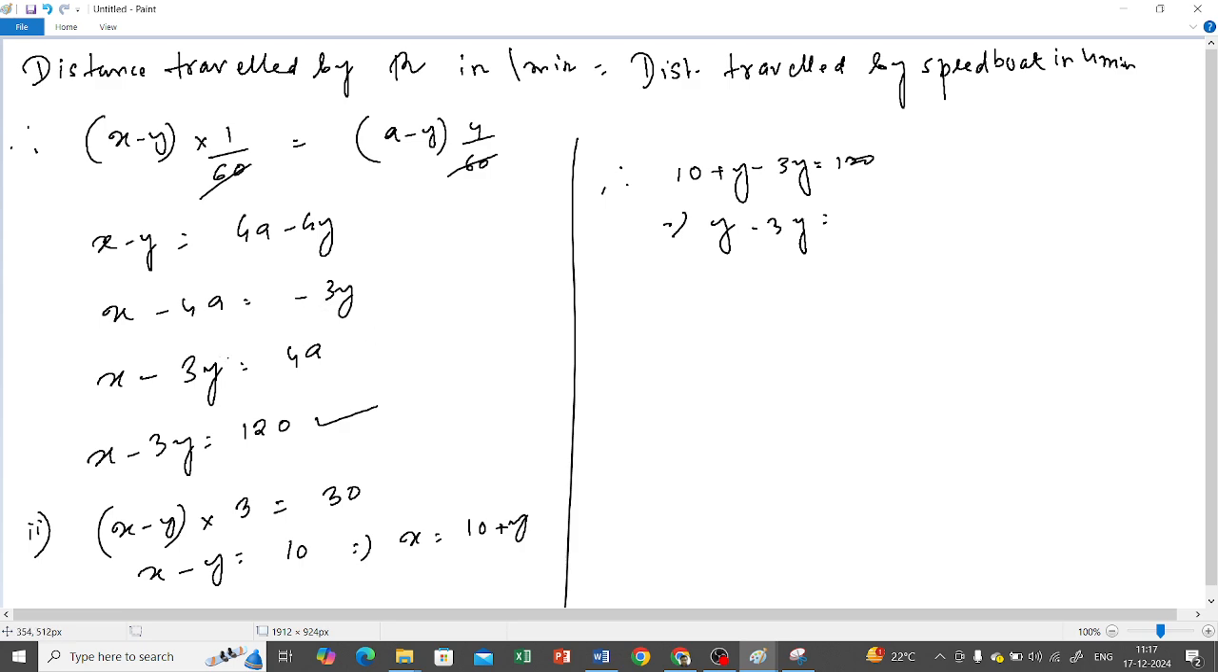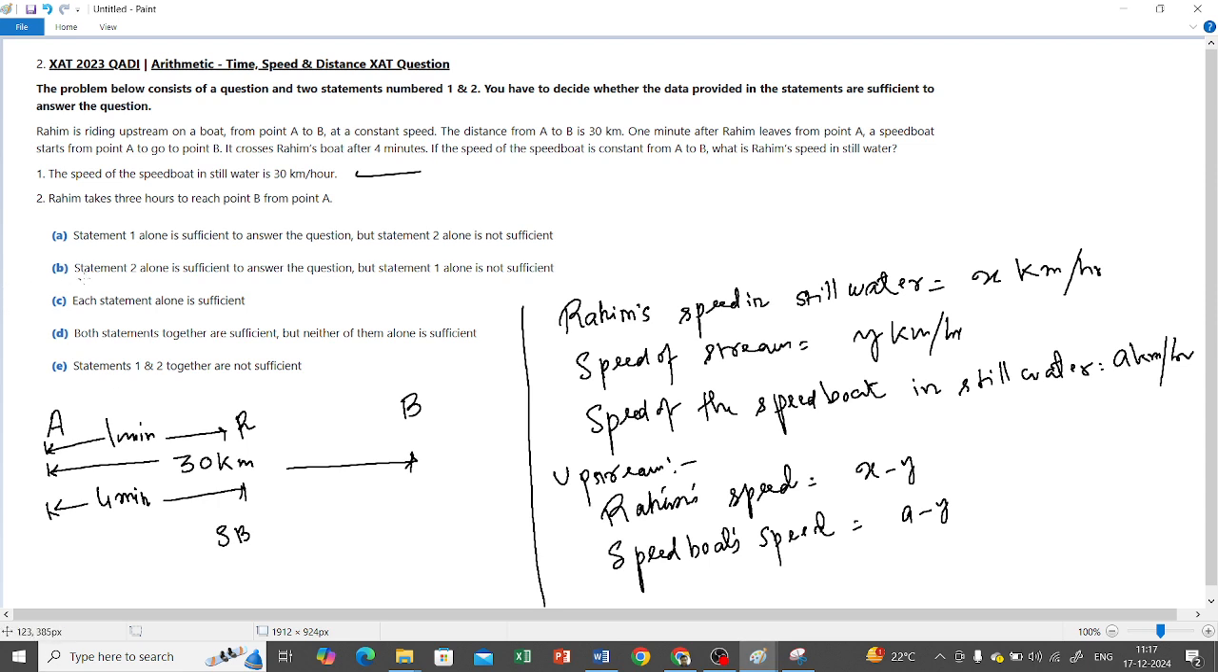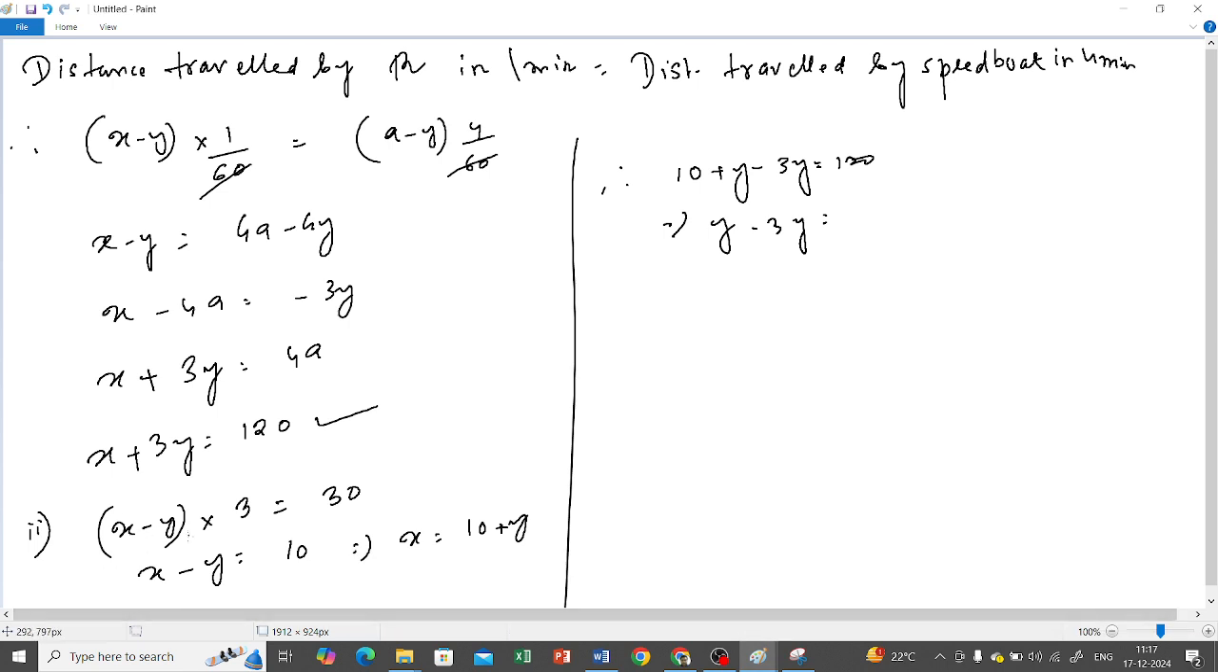Oh, this is going to be x plus 3y. When this one comes over here, the 3y comes to this side, it will be plus. So x plus 3y is 120. Now if I use statement 2, which states that Rahim takes 3 hours to reach point B from point A, then x minus y, the speed of Rahim upstream, into 3 is equal to 30 kilometers. So x minus y is equal to 10, or x is equal to 10 plus y. Now put this in over here. So x is 10 plus y, plus 3y is equal to 120, or 4y is equal to 120 minus 10, giving y. Once we get y, we can easily get x, which is Rahim's speed in still water.